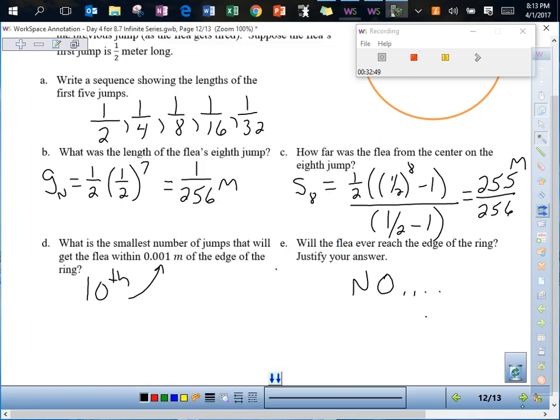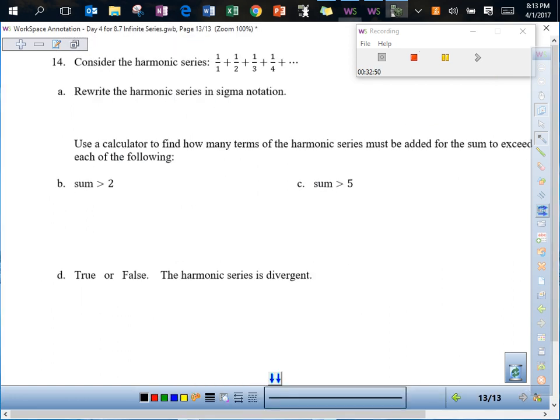So if you would, guys, here's our last one. Come over to number 14, which says this: consider the harmonic sequence. Remember the harmonic sequence, guys? That's that one that went 1 over n. Rewrite the harmonic series in sigma notation. It's going to look like this. There's my sigma notation. N equal 1 to infinity of 1 over n. Now it says, use a calculator to find how many terms of the harmonic series must be added for the sum to exceed each of the following.